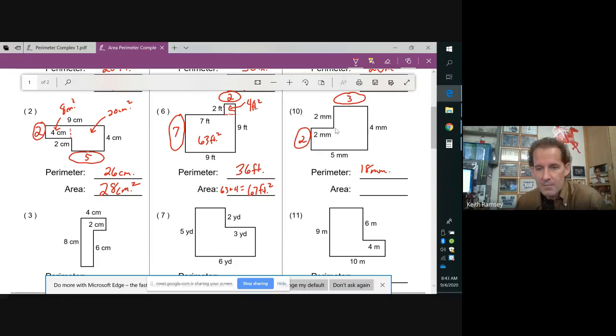And then for the area, I'm going to divide these rectangles into 2 separate rectangles. If I cut it right here, then this top rectangle looks like it's 3 by 2, and I know that's 6 in there. And then this bottom rectangle down here looks like it's 5 by 2, so I know that's 10 down here. So I'm going to add those products. 10 plus 6 is going to be 16 square millimeters for my area.